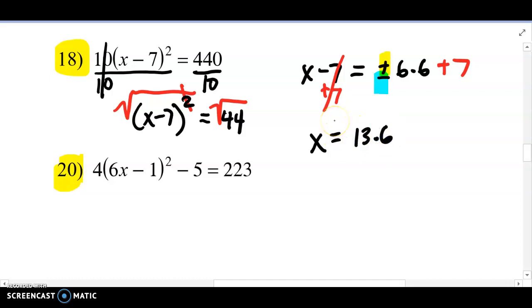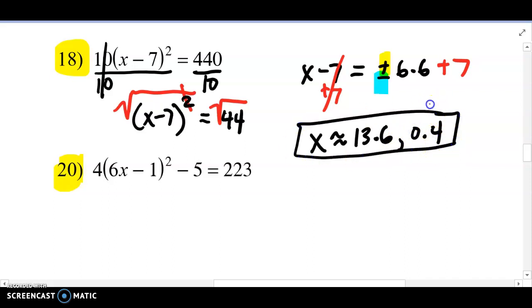And we need to change this to approximately because it's not exact. So we should use our squiggly equal sign here. So approximately 13.6. And then negative 6.6 add 7 is, if you use your calculator, you should be getting approximately 0.4. Those are your two solutions for that one.